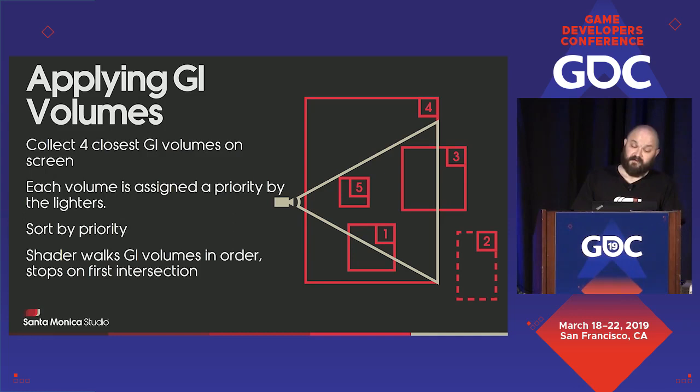When we go to apply these, on the CPU, we just grab the 4 closest GI volumes that are on screen. And we sort them by an artist-authored priority so that they're stable. They don't pop as the camera moves around, other than during WAD loading or unloading. And this scheme works pretty well for the GPU because it's very dumb. It just walks the list in order and stops at the first one it hits.